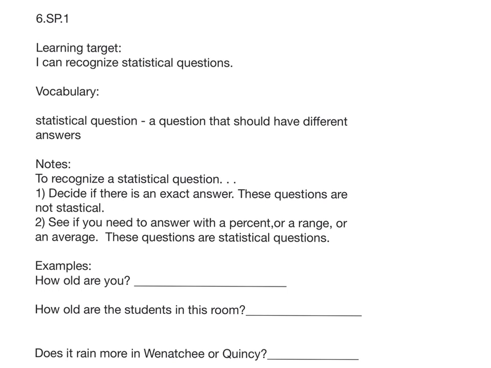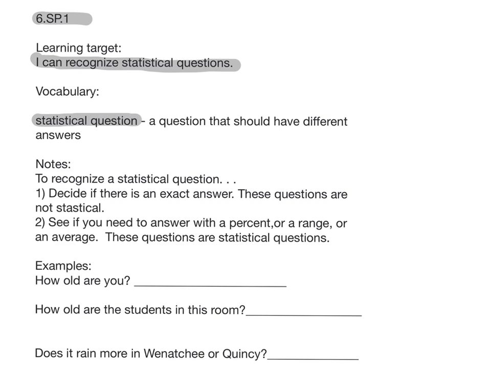All right, 6SP.1 means 6. Statistics and Probability Lesson 1. That's what the S and the P stand for. We're going to recognize statistical questions, which is going to be harder than it sounds. It's kind of tricky, so make sure you're thinking.